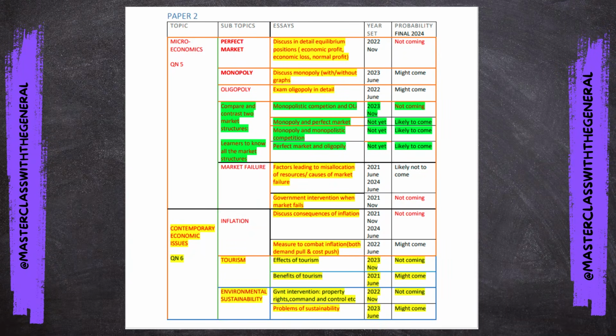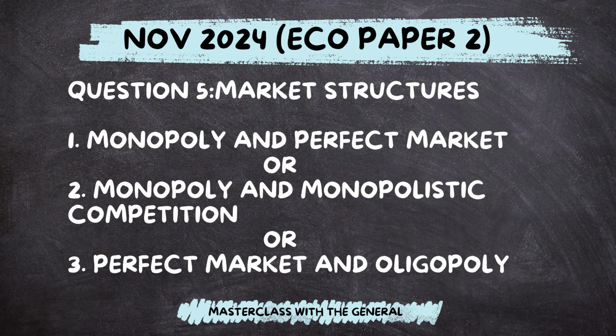In question 5, you will see we have all the subtopics and the essays laid out, as well as the year in which each essay was set. And then from there, we can see there are essays which are likely to come because they have not been set yet. So my prediction in question 5, microeconomics, the 3 essays that are likely to come are monopoly and perfect market, monopoly and monopolistic competition, perfect market, and oligopoly.